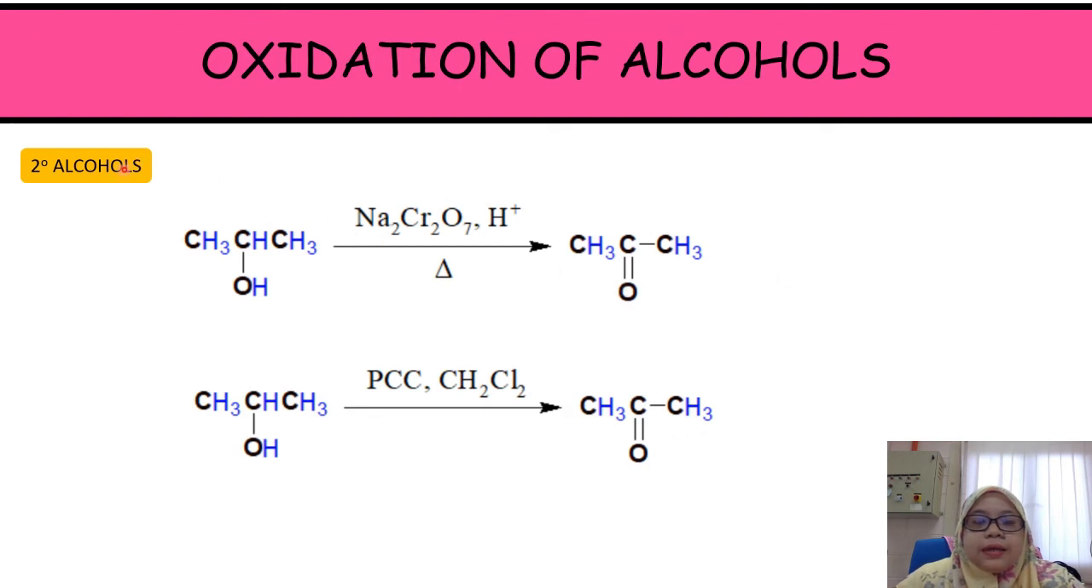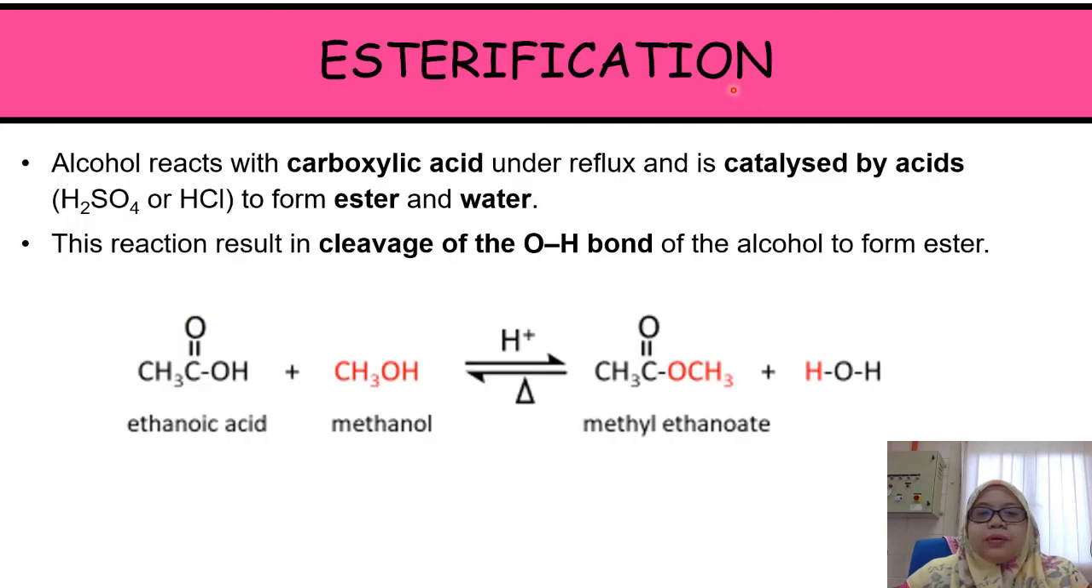Okay, for secondary alcohol, for example, here I have 2-propanol reacting with a strong oxidizing agent, it will produce a ketone, propanone. And this one also, this secondary alcohol reacting with a weak oxidizing agent also produces a ketone. And then we go to the next one, which is esterification.